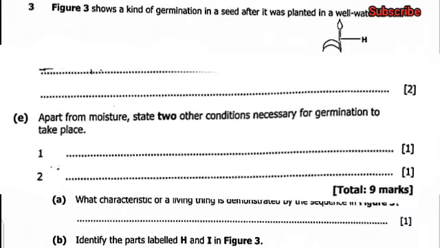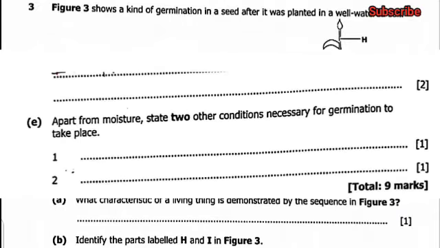Question E, they are saying apart from moisture, which means apart from water, state two other conditions necessary for germination to take place. Actually, I have three more. Light is one of them. Proper or favorable temperature is one of them. And not forgetting oxygen.